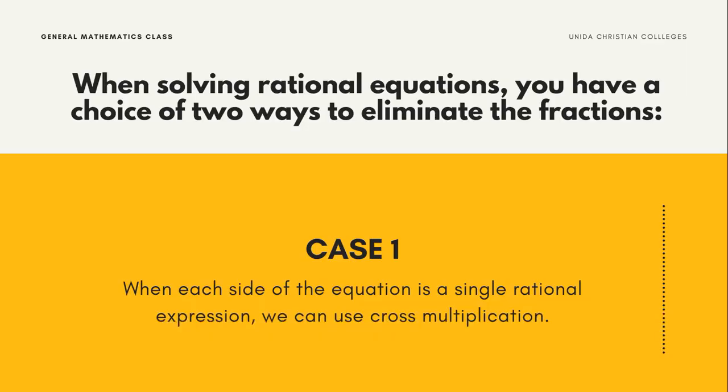So when solving a rational equation, you have a choice of two ways to eliminate the fraction. So case number one, when each side of the equation is a single rational expression, we can use cross multiplication. So cross multiply. Ibig sabihin po, if yung given natin sa left side ay single rational expression, same with the right side, then we can apply cross multiply. So let's have an example.